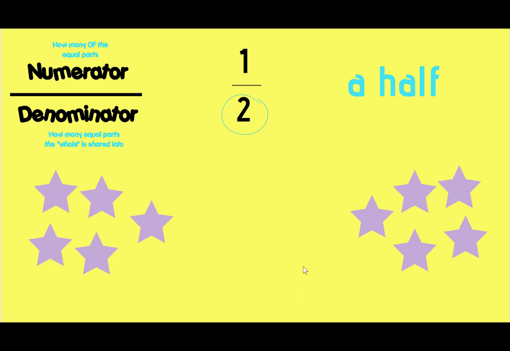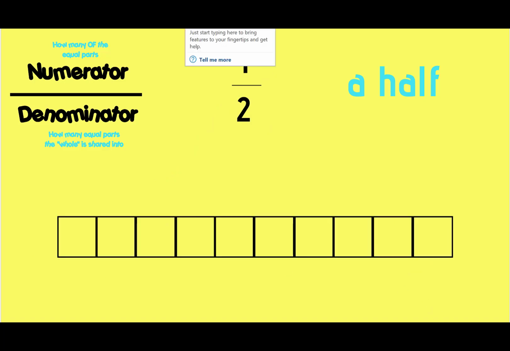I need to check that they are equal, so is it the same in both? 1, 2, 3, 4, 5. 1, 2, 3, 4, 5. When I have 2 equal groups, I only want to look at one of the equal groups. If I look at one of my equal groups, I can count that I have 1, 2, 3, 4, 5. So I know that half of 10 is 5. Half of my stars are 5.